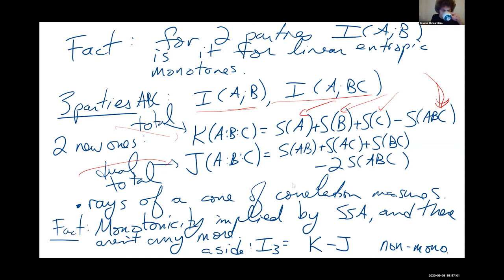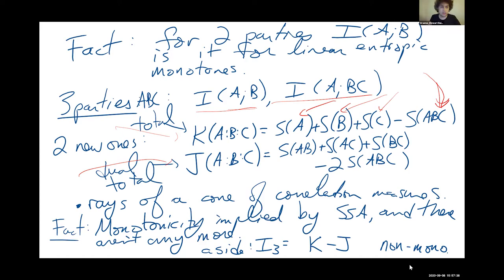Does J follow similar properties as monotonicity of relative entropy? Monotonicity of relative entropy is sufficient to show monotonicity of J. Okay, through strong subadditivity. Okay. Thank you.